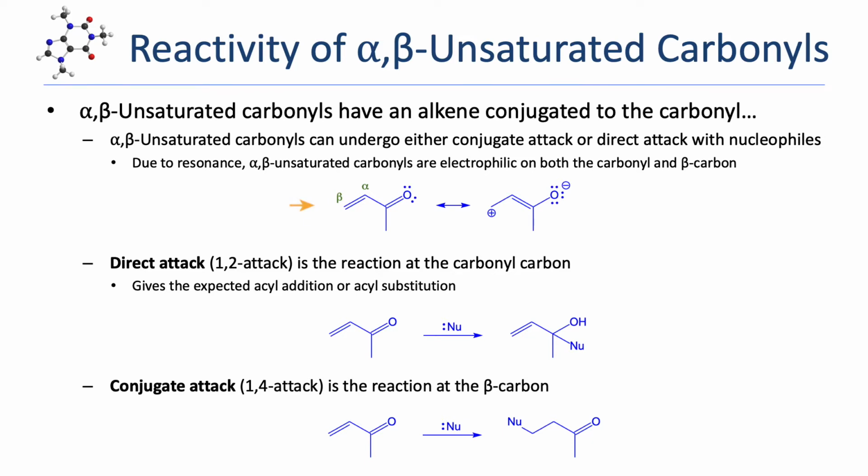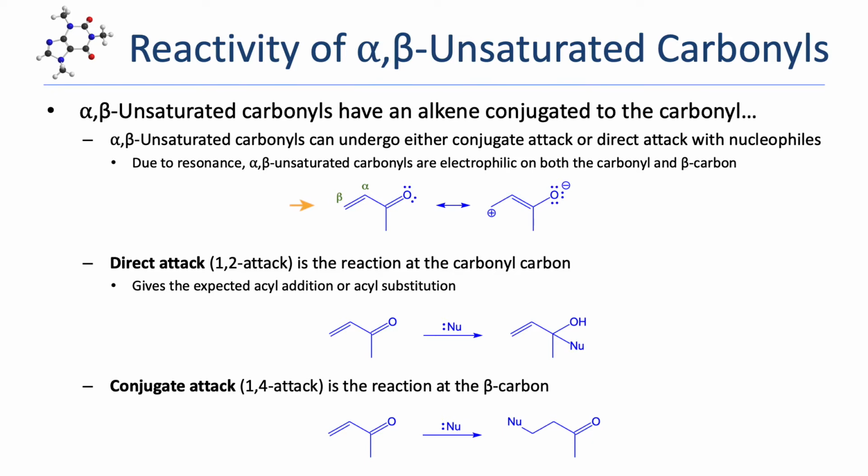The example here shows a simple alpha-beta unsaturated ketone. The various carbons of a carbonyl compound can be described based on their proximity to the carbonyl. Following the Greek alphabet, the carbons closest to the carbonyl are considered alpha carbons, then beta carbons, gamma carbons, etc. An alpha-beta unsaturated carbonyl will have a double bond between the alpha and the beta carbons. This creates conjugation and introduces resonance to the molecule.